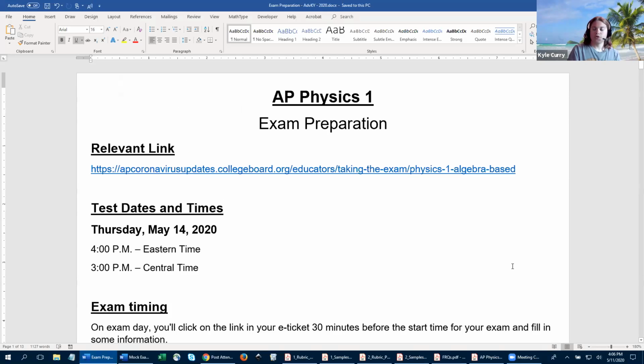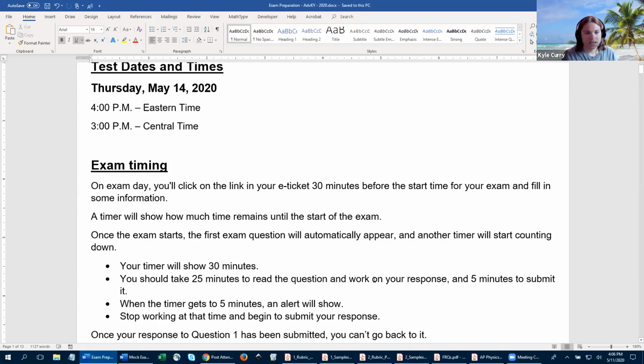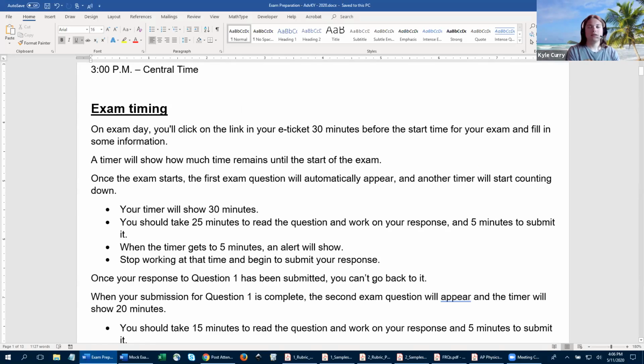So first and foremost, do not forget that your exam is going to take place this Thursday. That's Thursday, May 14th, 2020. For those of you who are on the Eastern time, that's going to be 4 o'clock. For those of you on Central time, that is going to be 3 o'clock. Now, with that said, I'm not going to necessarily go through all of the ins and outs involved in terms of preparing for the exam as you sit down on exam day.